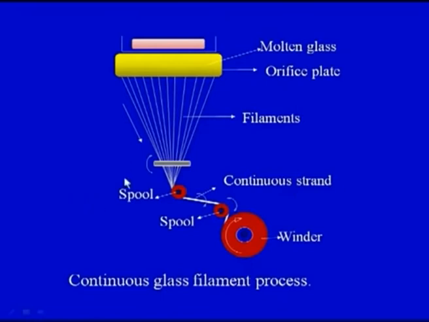So, we have a continuous strand, this strand travels to a winder, and in this winder the strands would be wound. So, this is a continuous glass filament process. We have molten glass, we have an orifice plate, very fine filaments are coming out of the orifice plate, the spool converts them into a continuous strand, and the continuous strand finally gets wound over the winder. So, this is a continuous glass filament process in which continuous filaments of glass are made.